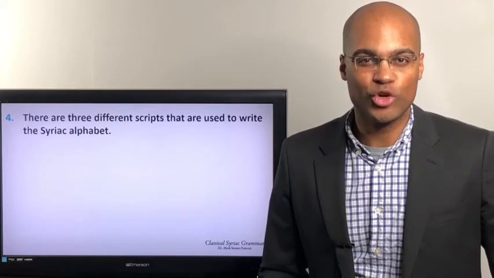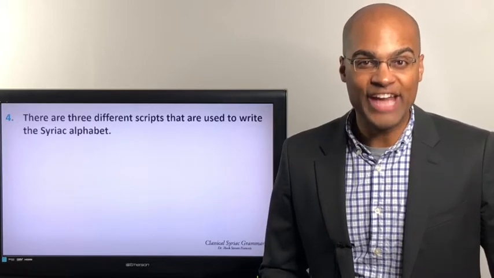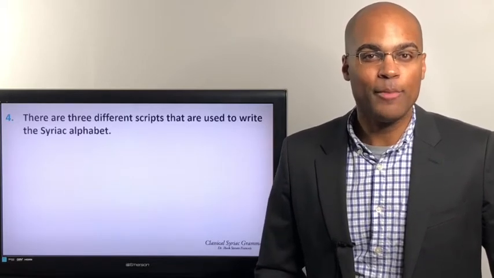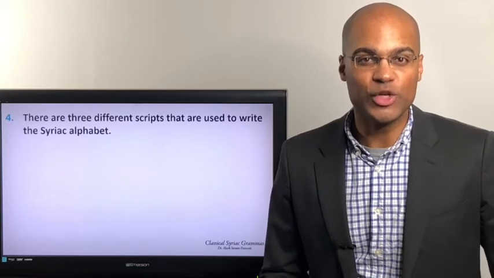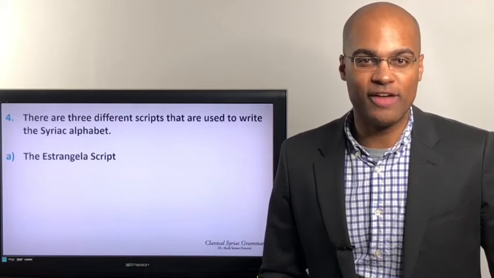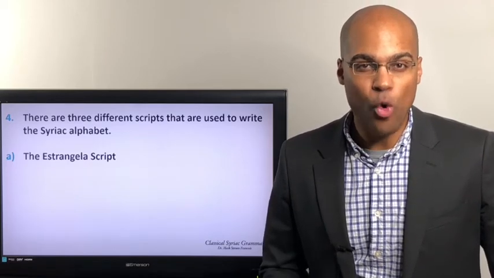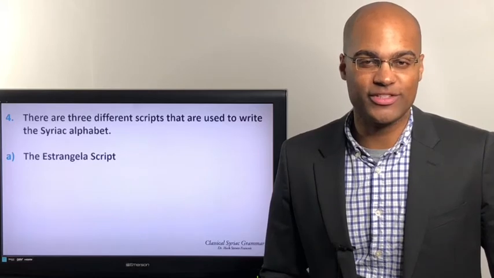The fourth important thing to know about the Syriac alphabet is that there are actually 3 different scripts that can be used to write out the Syriac alphabet. Now, all of these alphabets are variations of the same alphabet, but they're different enough from each other that they do need to be learned separately. The name of the first version of the Syriac alphabet is the Estrangela script. This is the oldest script that was used to write Classical Syriac.